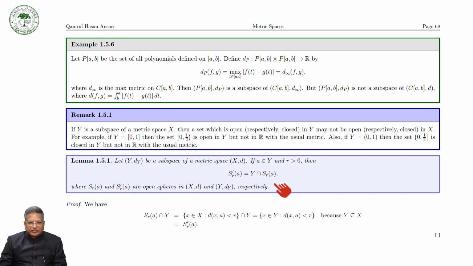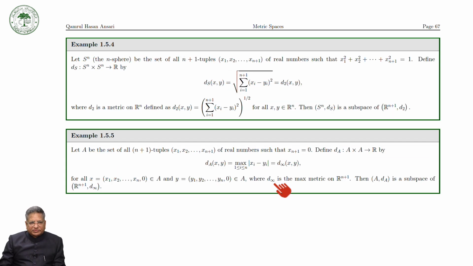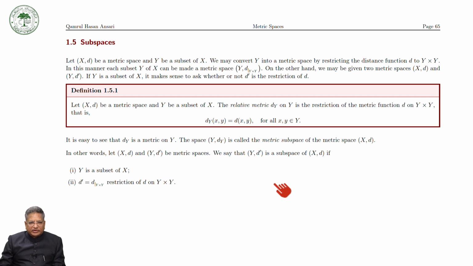Welcome you all to this lecture on subspaces of metric spaces. In the previous talk, we have seen the definition of a subspace, so I am repeating: if (X, d) is a metric space and (Y, d') is another metric space, and if Y is a subset of X and d' is the restriction of d, then (Y, d') is called a subspace of the metric space (X, d).